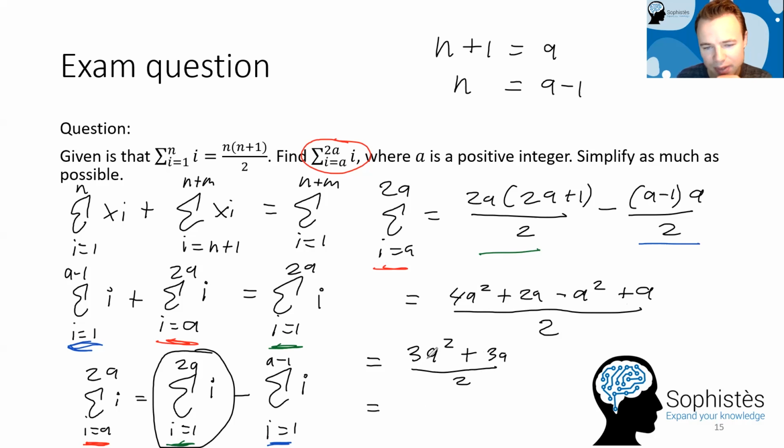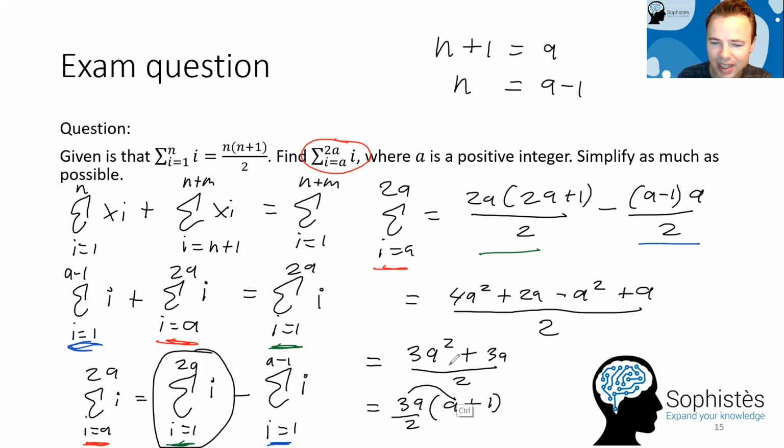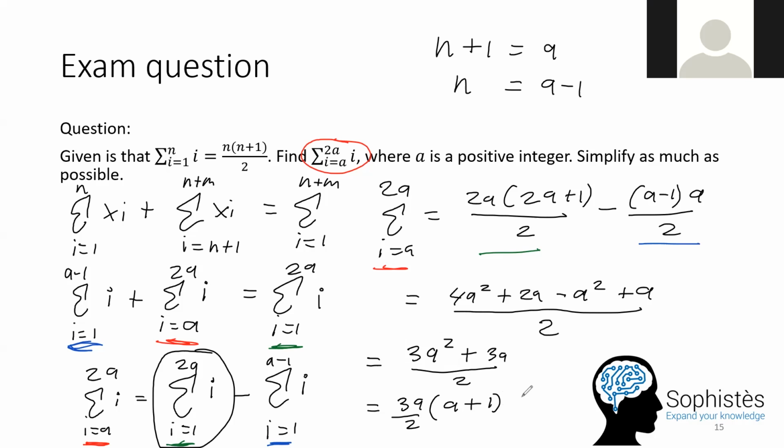Now we can see what they have in common. Well, they all have a 3a divided by 2, right? And then times a plus 1. Because 3a times a is 3a squared, and 3a times 1 is 3a. Do you see that? And that's your final answer.